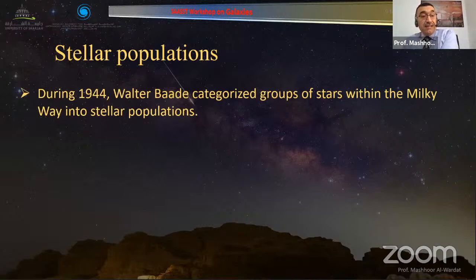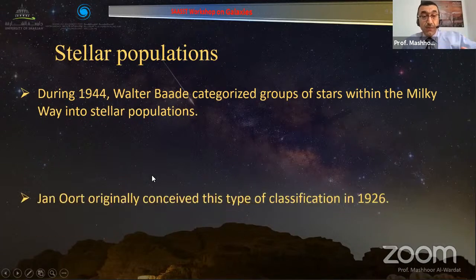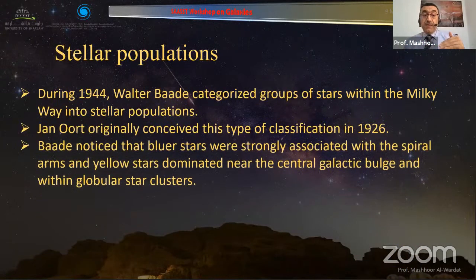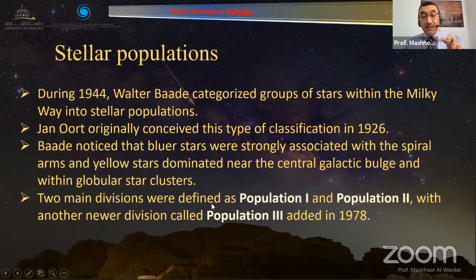Stellar populations. During 1944, Walter Baade categorized groups of stars within the Milky Way into stellar populations. Jan Oort originally conceived this type of classification in 1926 before him. Baade noted that the bluer stars were strongly associated with the spiral arms, and yellow stars dominated near the central galactic bulge and globular clusters. So two main divisions were defined as population one and population two stars, with another new division called population three added in 1978. What's the story? What's population three?